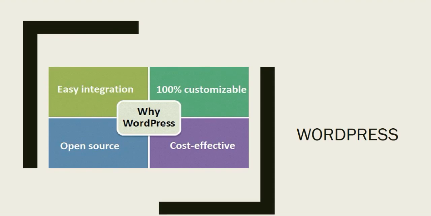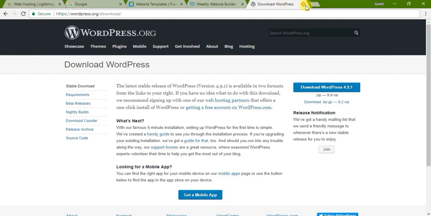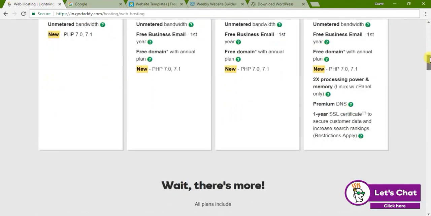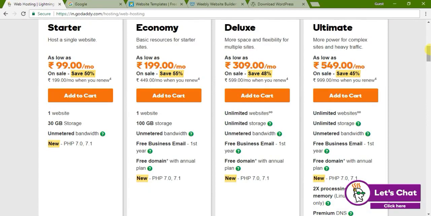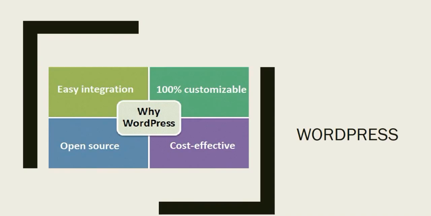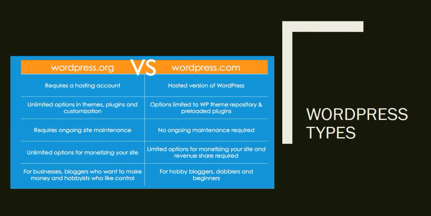It's free to download, and of course it's cost effective. As I told earlier, wordpress.com is costlier. So what we are going to do is buy a hosting from GoDaddy and install our WordPress. That's why it's cost effective, and it comes at 99 rupees per month, which we will deal with in the later part.